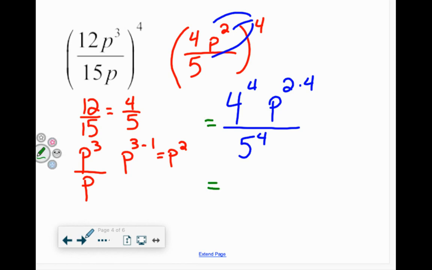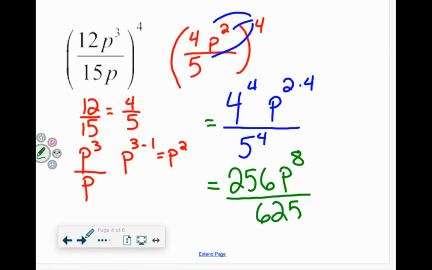Now we have to figure out, what's 4 to the 4th? Well, 4 to the 4th is 256. p to the 2 times 4 would be p to the 8th, over 5 to the 4th, which is 625. So first we simplified, then we were able to make our problem a little easier. If you're able to simplify, try doing that first.